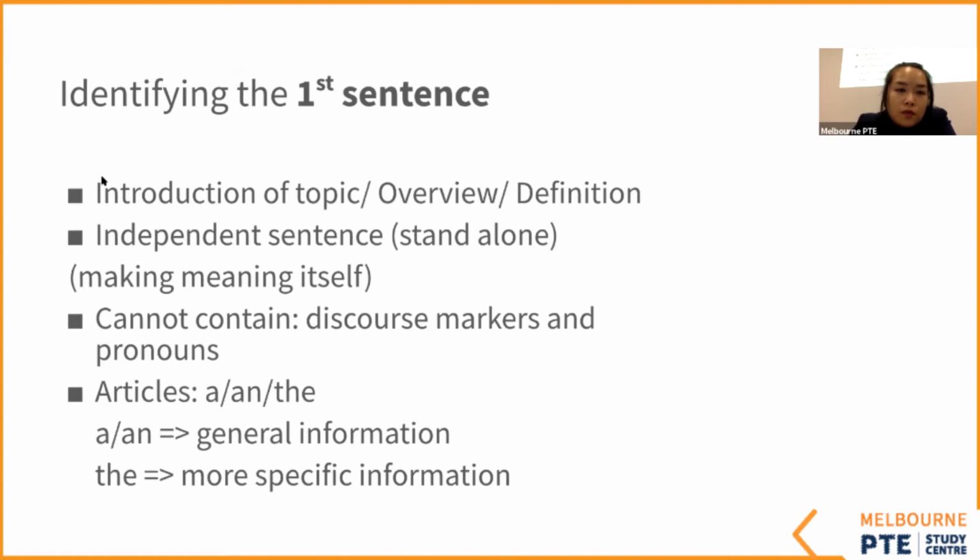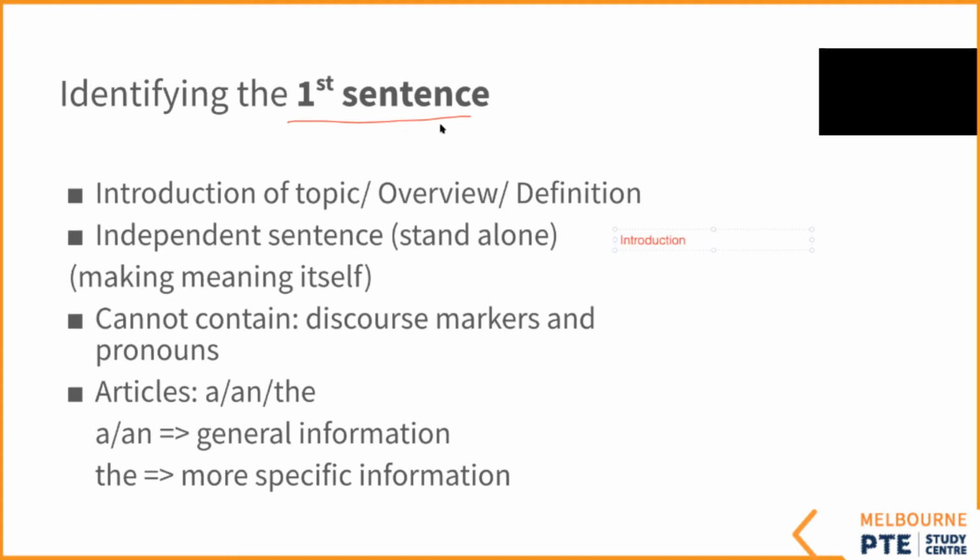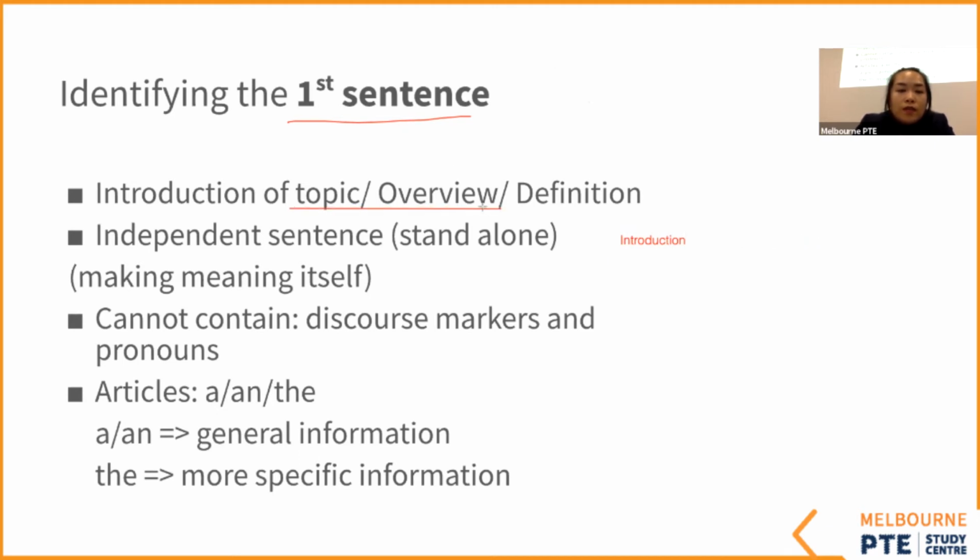Okay, so first of all, how to find the first sentence. Now, the first sentence of the paragraph always gives you the introduction. Okay, it's the same as an essay. When you guys write an essay, what do I need you to give me? Introduction, right? So the first sentence either gives you the introduction of the topic, it may give you the overview of the information and the topic, or it may also give you a definition.